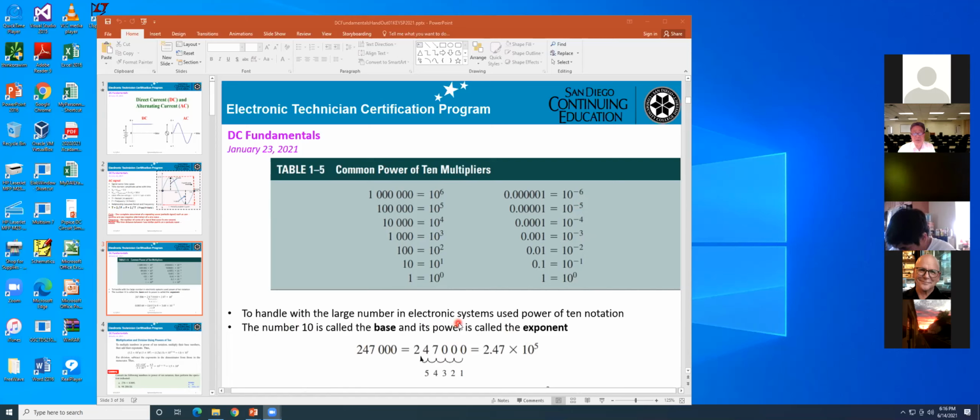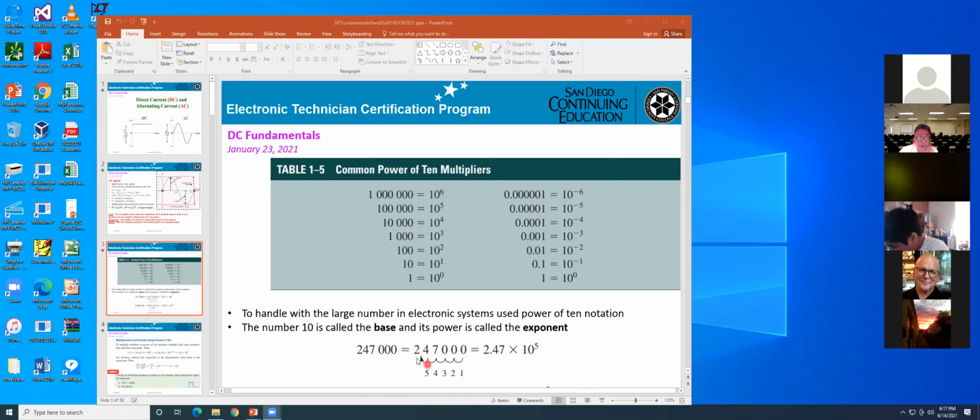In electronic systems, they're using power of 10 notation. The number 10 equals the base, and its power equals the exponent. Like you get 247,000. That's a too big number. So they want to change it into power of 10. Then the first number will be from 1 to 10. So I pick number 2, okay? 2.47. And you have to multiply by whatever power of 10 to make it up.